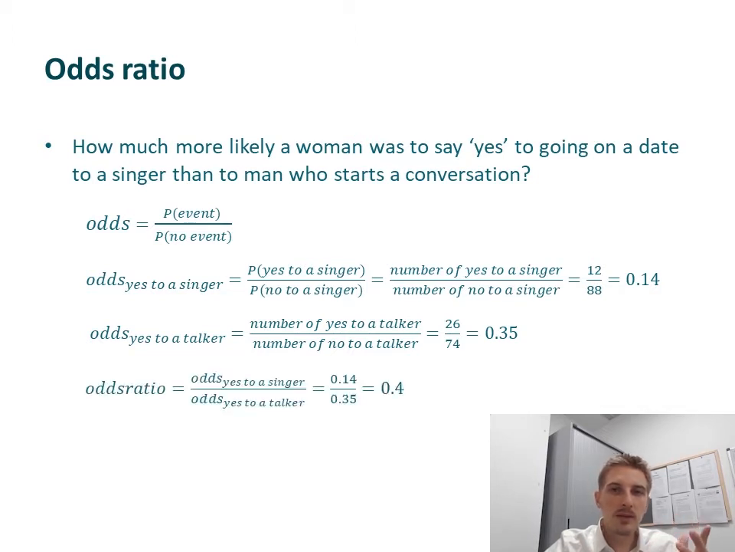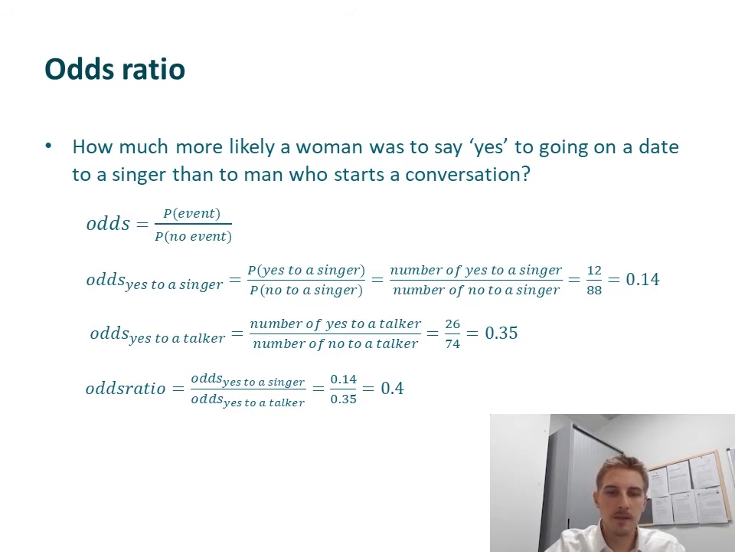Then you need to calculate the odds ratio, which is the odds of someone answering yes to a singer divided by the odds of someone answering yes to a talker. So 0.14 divided by 0.35, this equals 0.4. This means that it is 0.4 times as likely that a woman answers yes to a singer as that a woman answers yes to someone who started a conversation.